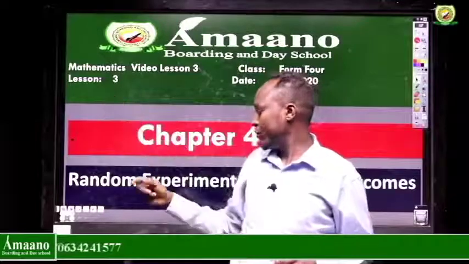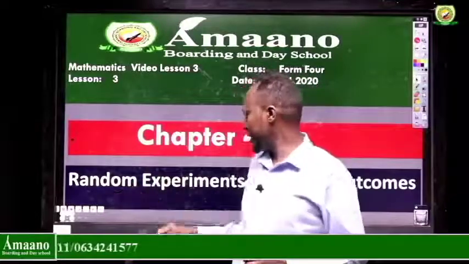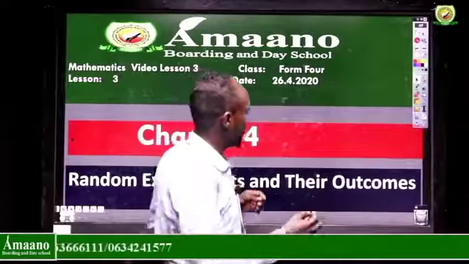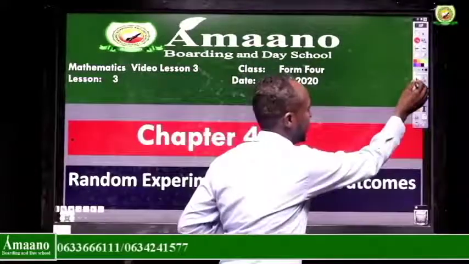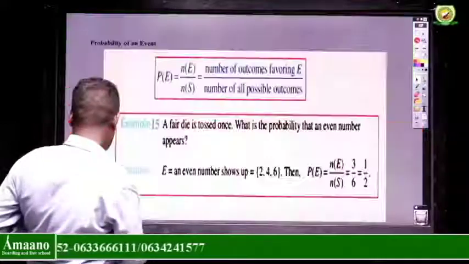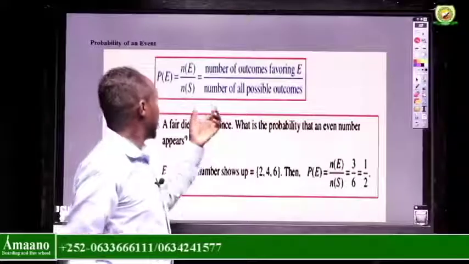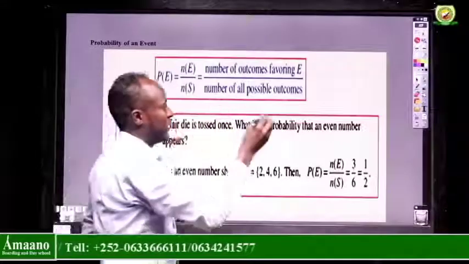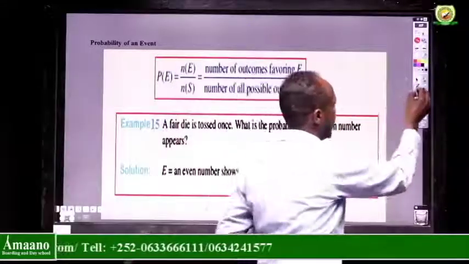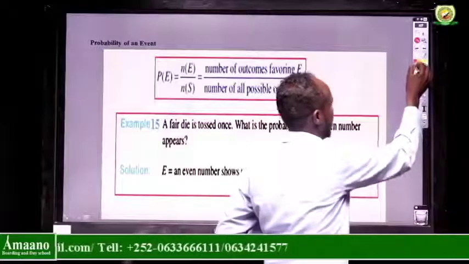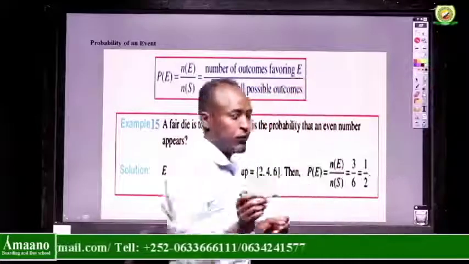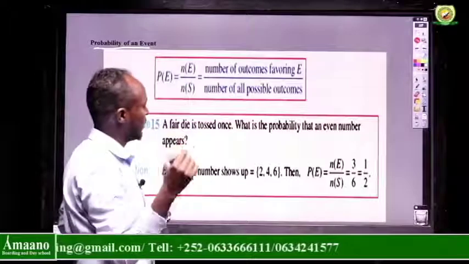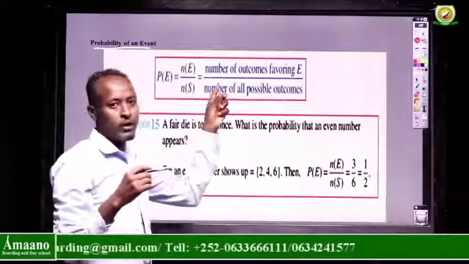We will start today. We will continue our previous lesson, which was random experiments. Let us start our lessons today. Okay, this is what we consider the probability of an event. Probability of an event, it was said that we can use this formula.